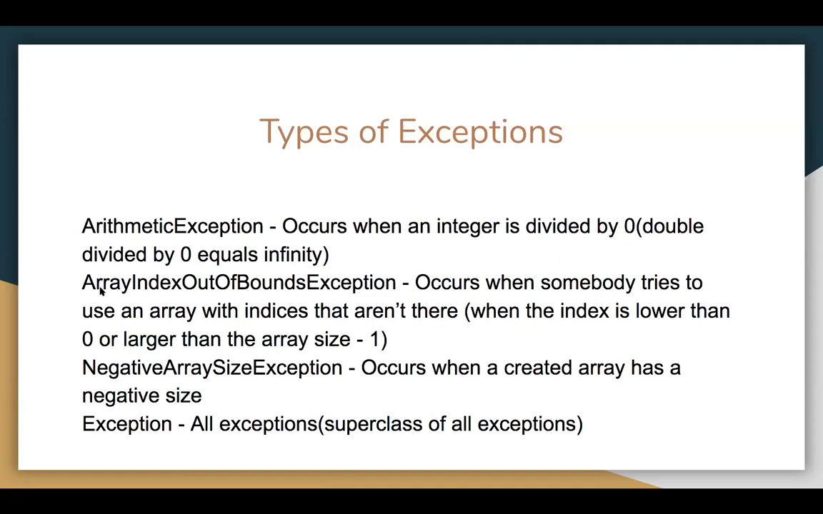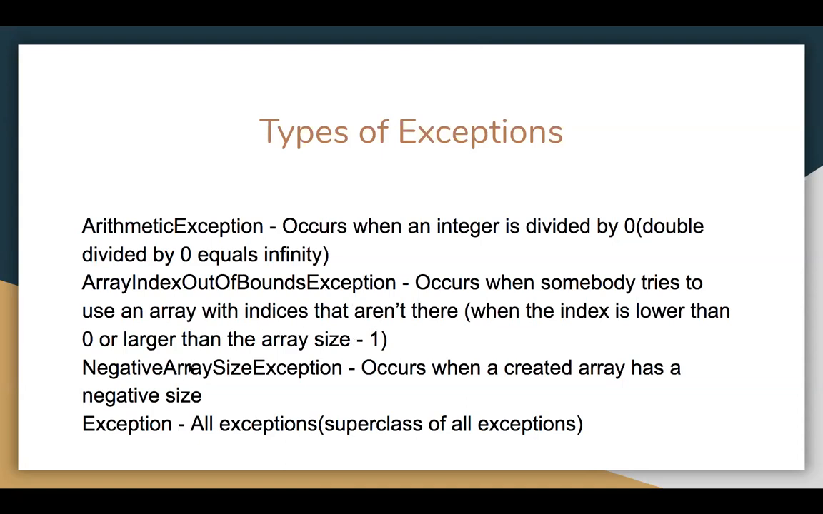And you see here also, array index out of bounds exception. This happens when somebody tries to use an array with indices that aren't there, either when the index is lower than 0 or larger than array size minus 1. Since you learned about arrays in Java 1, you should kind of know about this. This is probably the first time that I specifically said the name of the exception though.